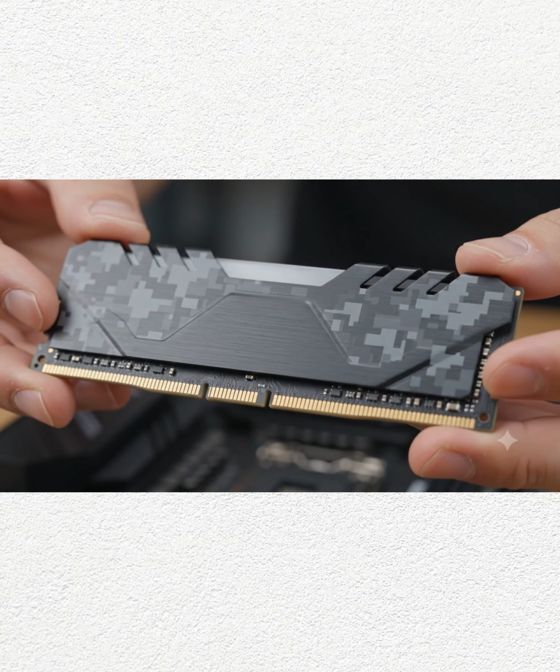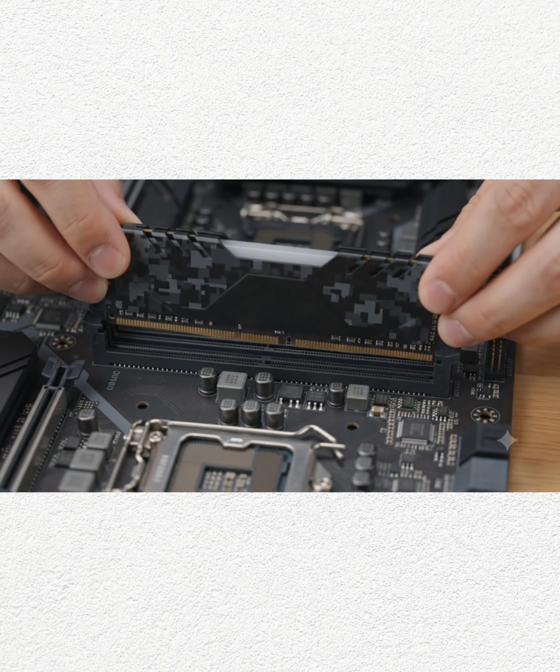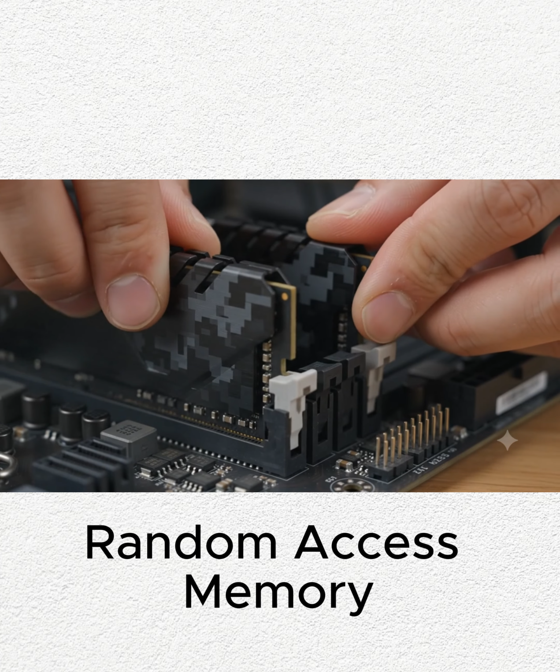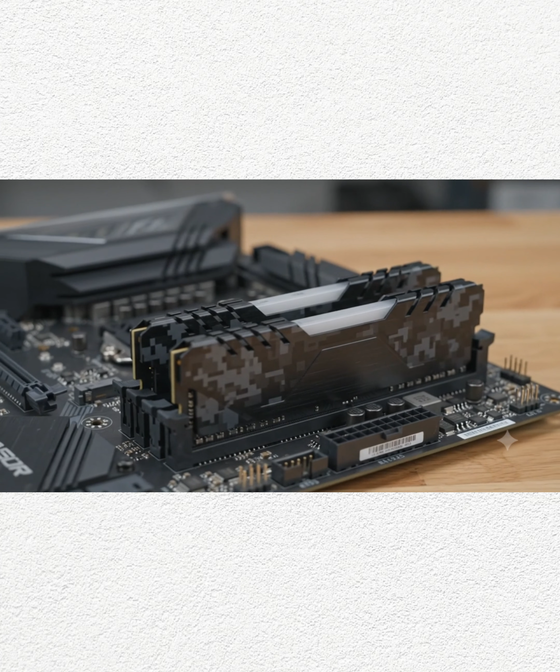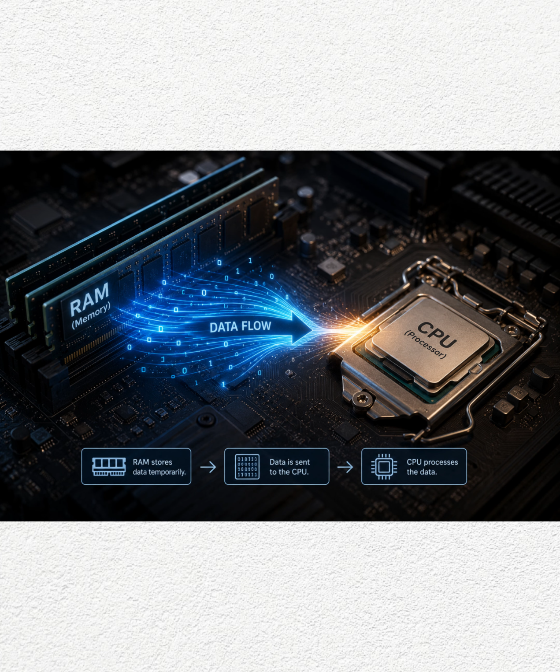Let's talk about RAM. RAM is also known as random access memory. It helps the CPU work. It flows information from the RAM to the CPU, and the CPU then processes it as we talked about. But this information flow is temporary. As you shut down your computer, this information is wiped out.